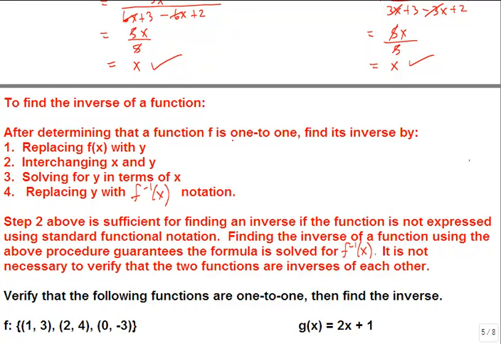First, you have to show that it's one-to-one. And once you know that a function is one-to-one, so that it has an inverse, you're going to start by replacing f of x with y. Then we're going to swap our x's and our y's. Then we're going to solve for y in terms of x. And in the last step, we're just going to change our notation and change that y to f inverse.